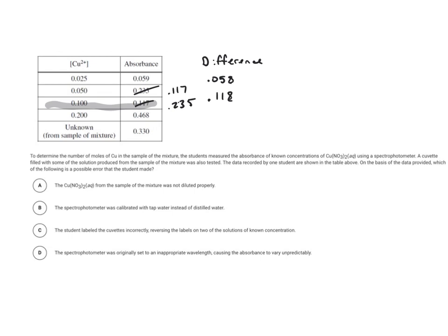Just to make sure that I did it right, I did another one between 3 and 4, and once again it's a double jump. So it goes from 0.235 to 0.468, and the difference between those is 0.233. So once again, the absorbance doubled when I doubled the concentration. This is consistent with what Beer's law says, which says that as you increase the concentration, the absorbance increases proportionally. And so the correct answer here must be that the student labeled the cuvettes incorrectly and accidentally flip-flopped them.